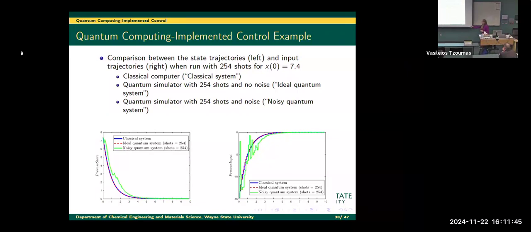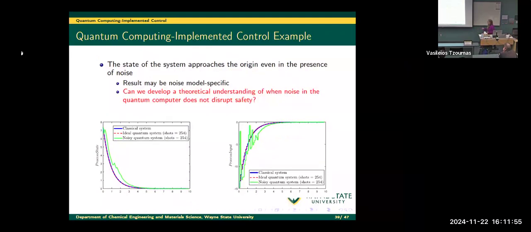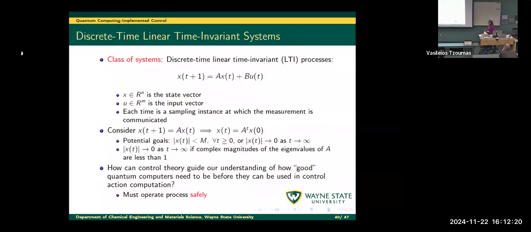But then when we added the noise model, we started seeing that the state started jumping around more because the inputs were, but in our simulations, it still went toward a neighborhood of the origin. So this was curious to us. Of course, this may be noise model specific. Of course, this could be realization of the noise specific. But this caused us to think, I wasn't expecting it to behave quite so nicely. So does this mean that we can develop a theoretical understanding of when noise in the quantum computer does not disrupt safety, to help us get closer to explaining this result and what might be the limits of what we can and can't do with noisy quantum computers?